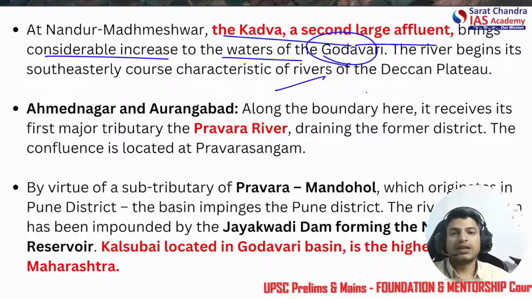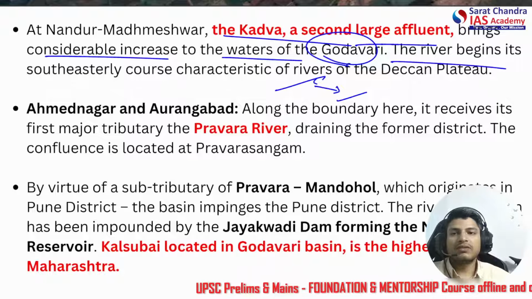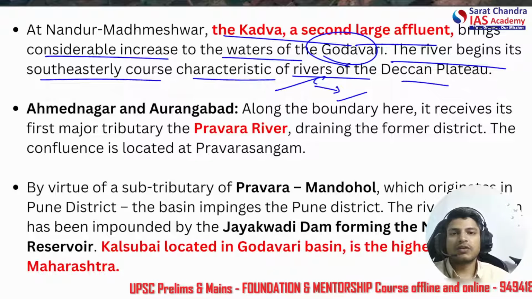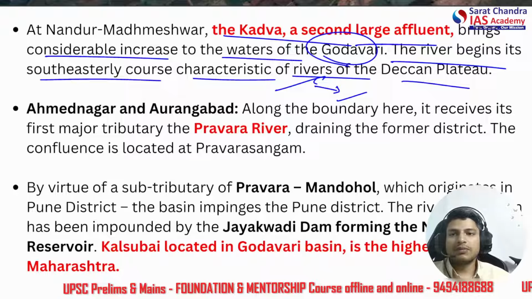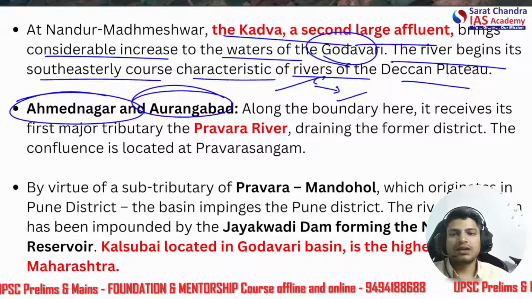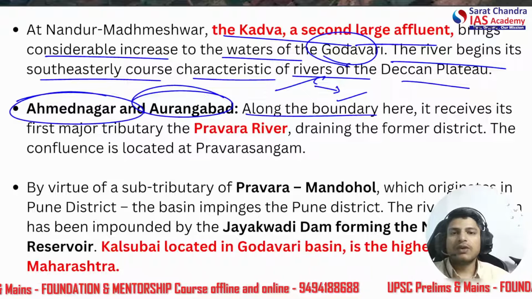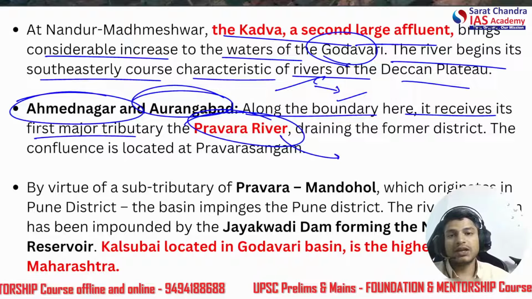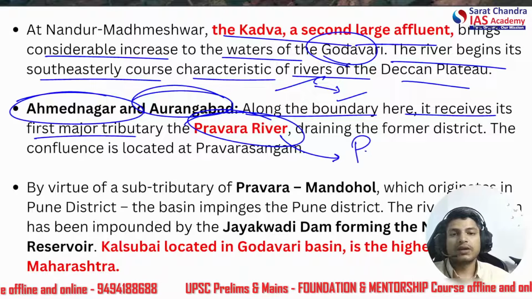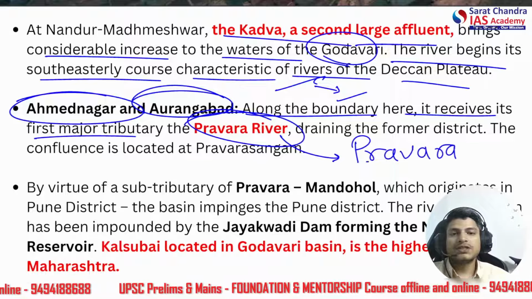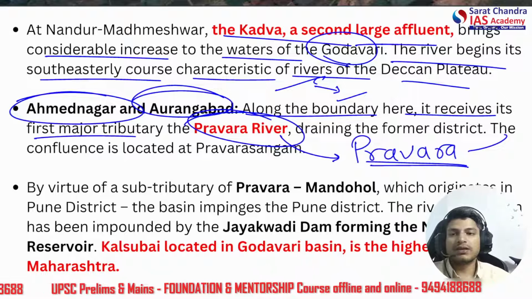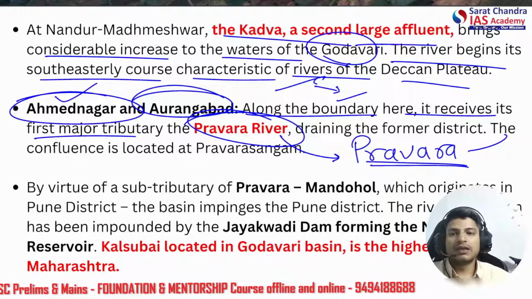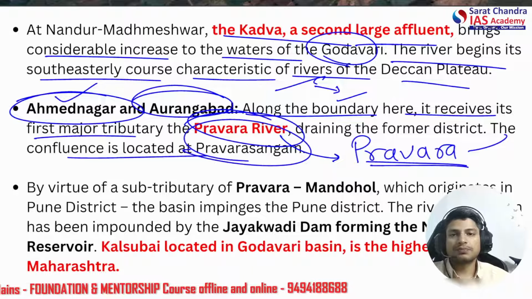Alright, its width increases. So the river begins its southeasterly course, characteristic of rivers of the Deccan Plateau. Furthermore, what we see in other two districts, the Ahmednagar and Aurangabad. So along the boundary here, it receives its first major tributary, the Pravara river. Very big and very important tributary, the Pravara. So which district does the Pravara river drain? Ahmednagar. Alright. The confluence is located at the Pravara Sangam.